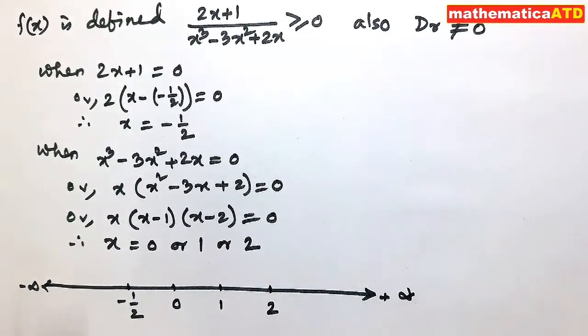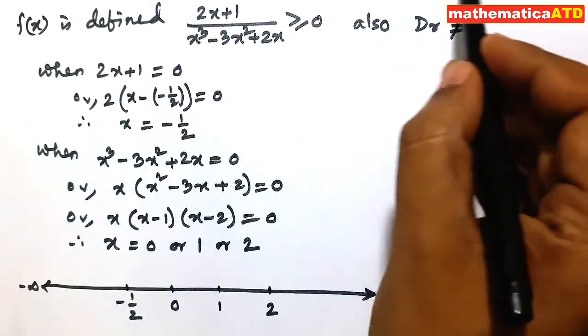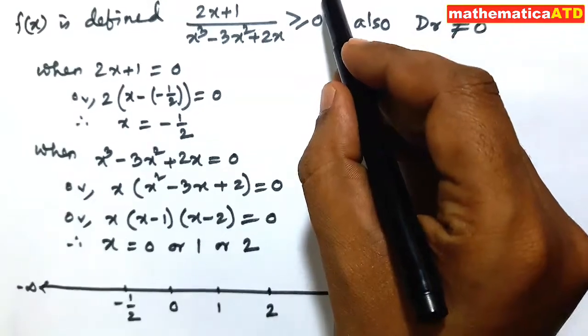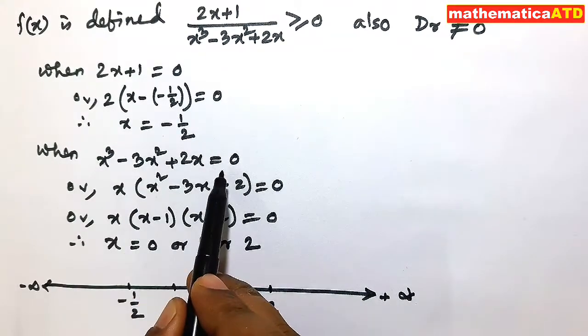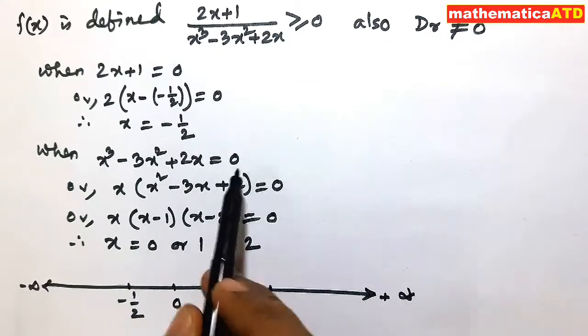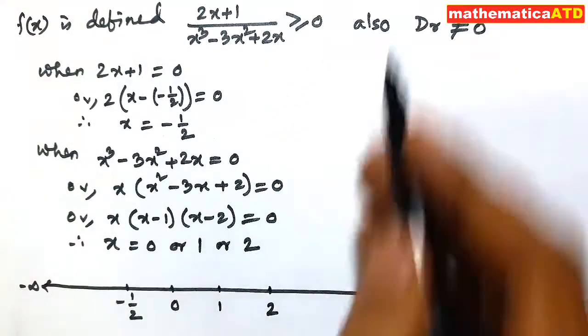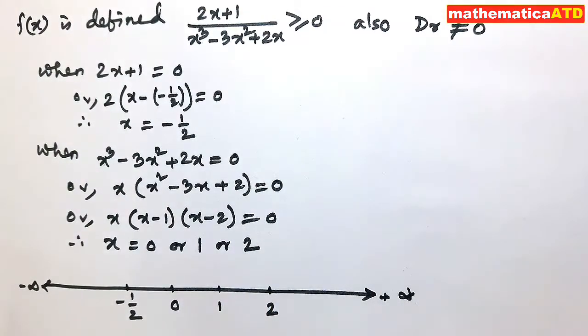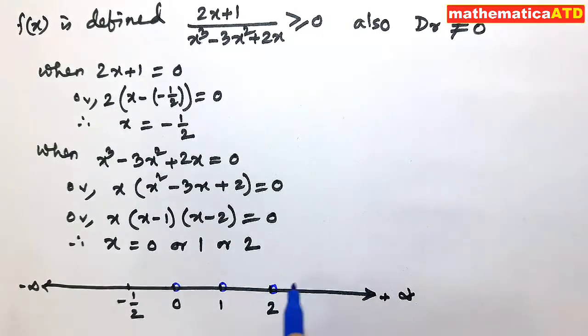Okay. Now friends, see that the denominator cannot be equal to 0. If the denominator is equal to 0, then the function is undefined. Now, when x³ − 3x² + 2x is equal to 0, that is the denominator is equal to 0, we get some roots respectively 0, 1 and 2. But at these points, the function f(x) is not defined. So we discard these points 0, 1 and 2.